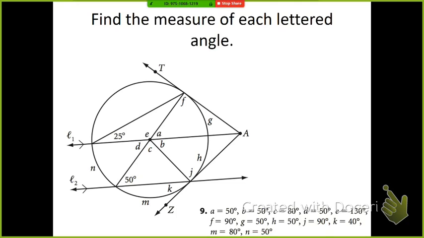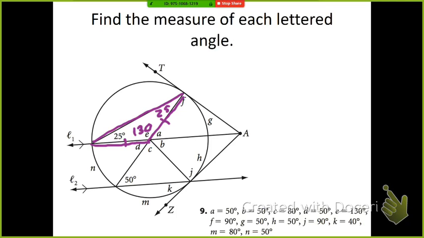A couple things I want to point out: radiuses are all congruent if they're part of the same circle. So when I see something like this, I notice this triangle here is an isosceles triangle because those two radiuses are congruent. So that angle right there would be 25 degrees, and then we get angle E is 130.